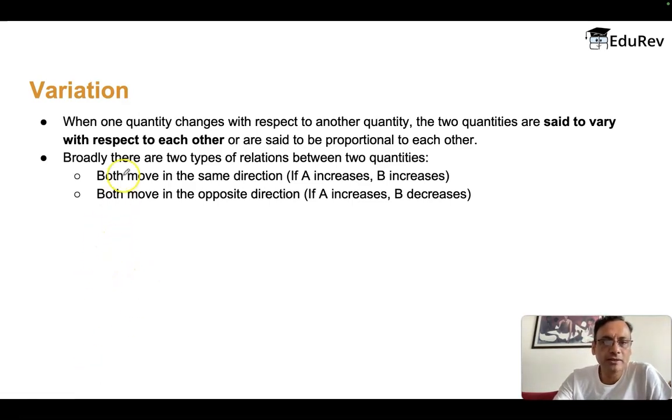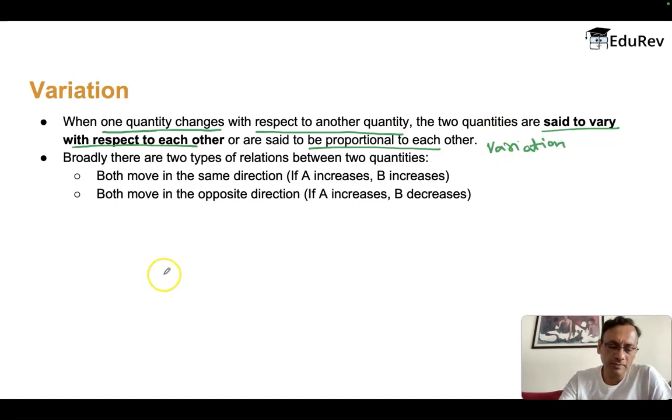As you can see here, variation is basically when one quantity changes with respect to the other quantity, then the two quantities are said to vary with respect to each other or are said to be proportional to each other, or in general we say that there is a variation between them. Okay. Let's take one very simple example.